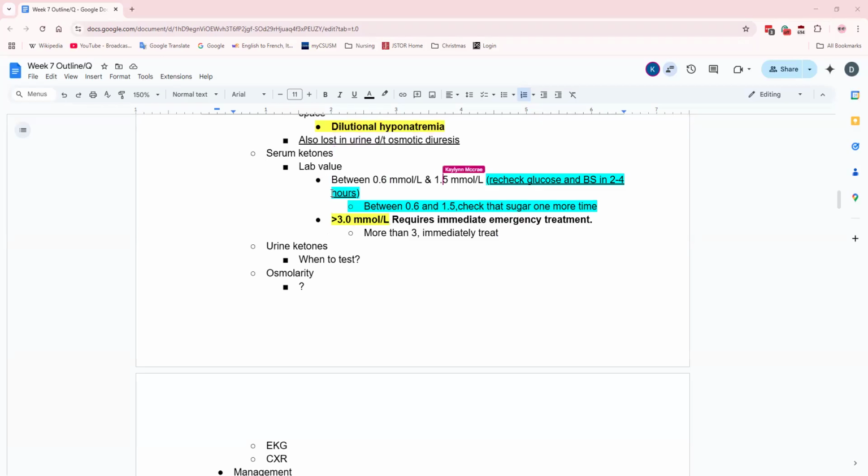Yeah, so 0.6 to 1.5, you want to be rechecking that blood sugar in the next few hours. I have a little saying for it: between 0.6 and 1.5, check that sugar one more time. It kind of rhymes, kind of pushed it, but it works. It's kind of like the SAVE acronym that Robbins went through. And then greater than 3.0 is immediate treatment, more than 3, immediately treat. Again, I kind of pushed it, but we're running with it, right? I came up with that one. I came up with the other one.